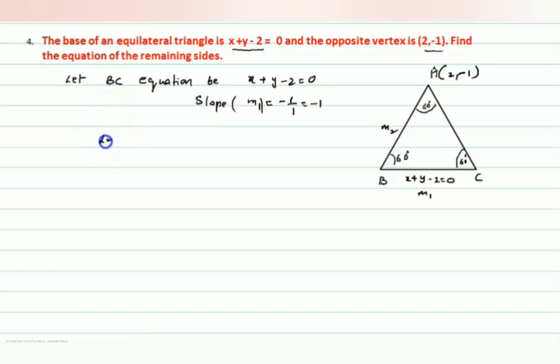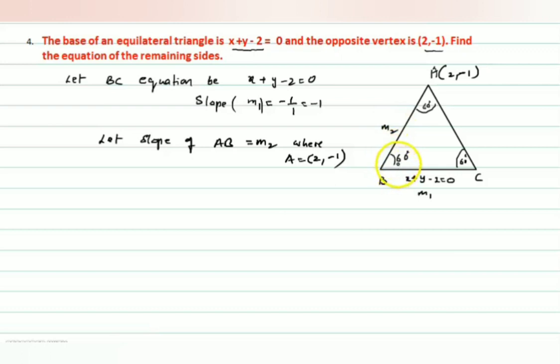Let the slope of AB be m2, where A is equal to (2, -1). B I don't know, but the BC equation I know. A is the known thing, since the vertex opposite to BC is A, and its point is (2, -1). My way of finding m2 is, since I know the slope m1, I consider m2. The angle between these two lines is 60 degrees.